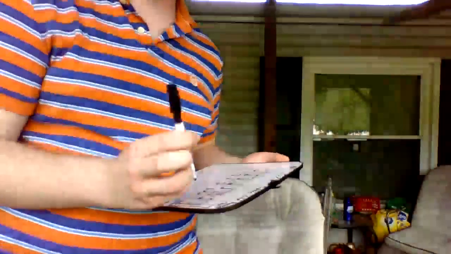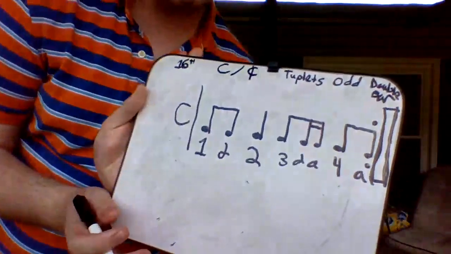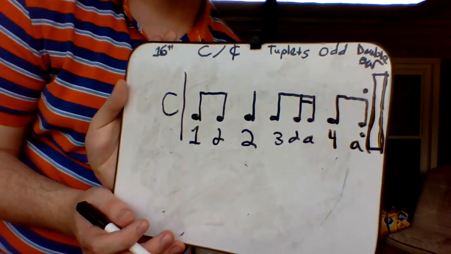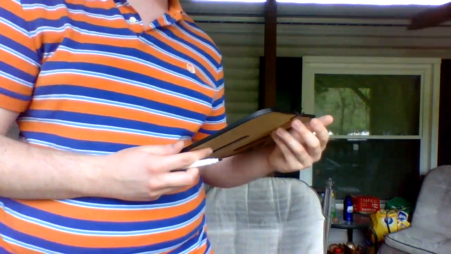If you see 2 dots in front of it, like this, that means to repeat. It's called a repeat sign. That's what all that is.